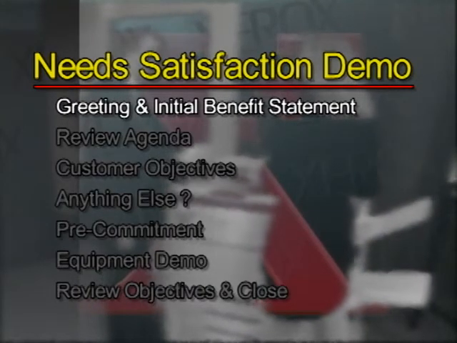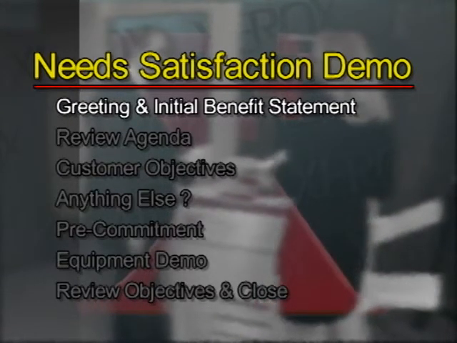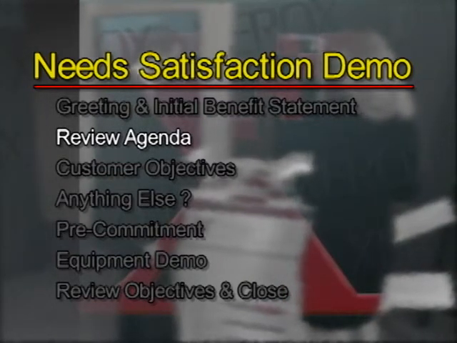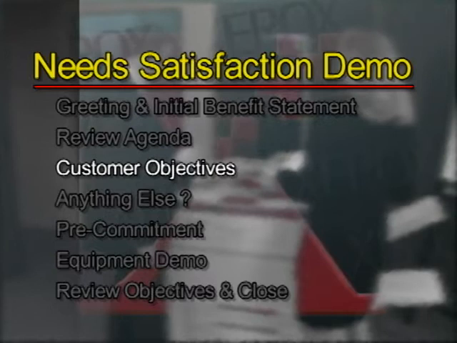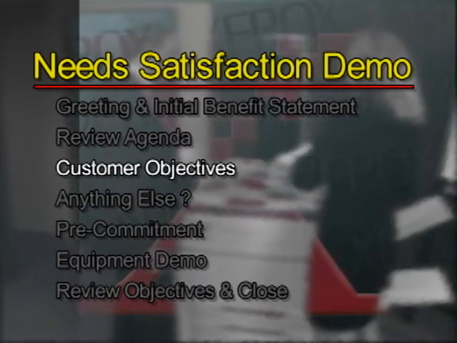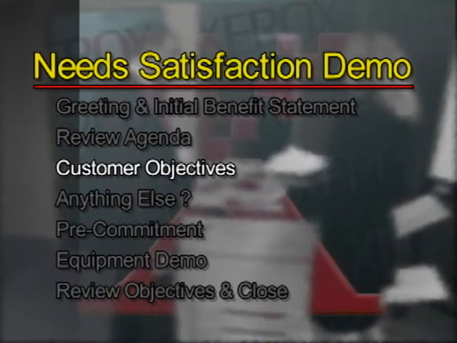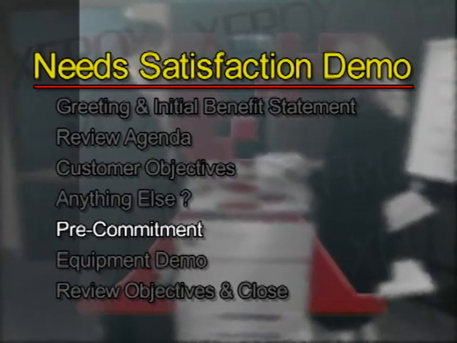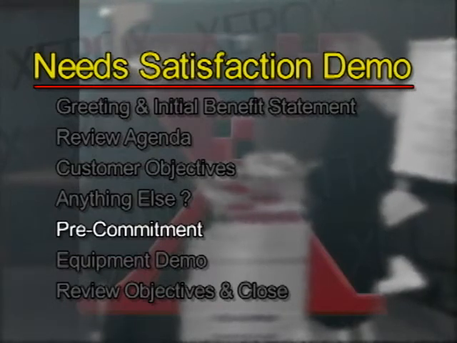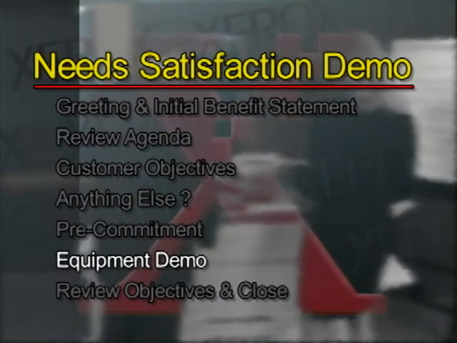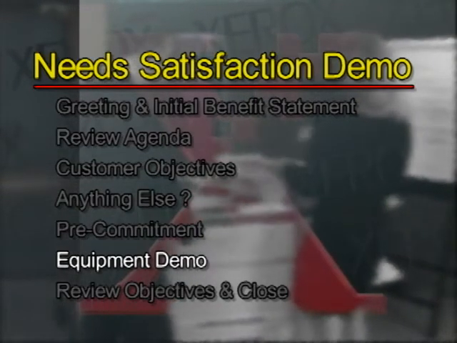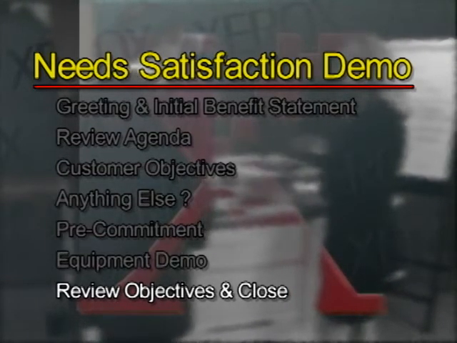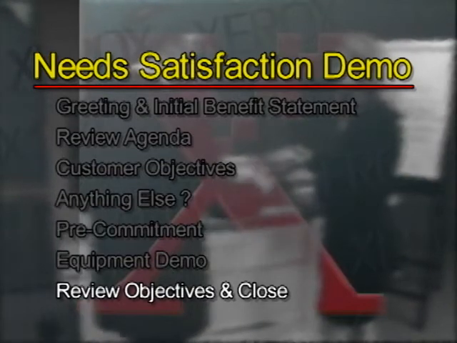First, greet your customer and provide them with an initial benefit statement. Next, review the agenda, remembering to acknowledge the customer's time. Then review and agree on the customer's objectives that were discussed in prior meetings. Ask your customer if there is anything else. Then obtain a pre-commitment from the customer before moving on. Next, provide your customer with a tailor-made equipment demonstration focusing on their objectives. And finally, review the customer's objectives again and close for the sale.